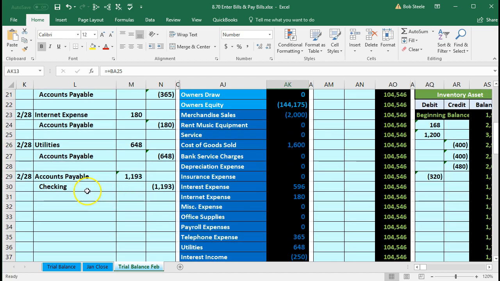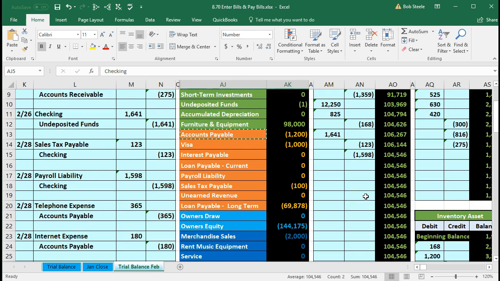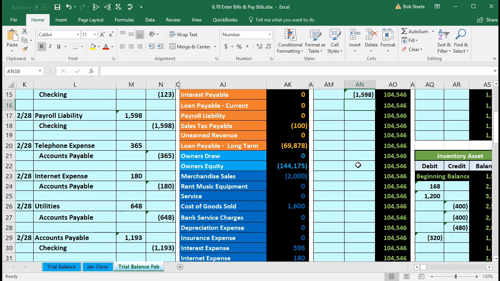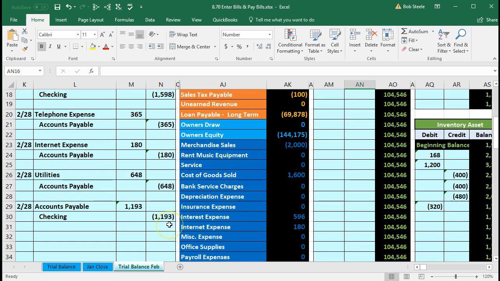Then we're going to pick up the checking account. That's going to be the first account, of course. It's going to be the checking account, first account up top on the trial balance, first account as well on the general ledger. We're going to be crediting it because we're reducing it. So we are in AN16. We're going to say that that equals, then we're going to have to scroll down just a little bit and then point to that 1,193.